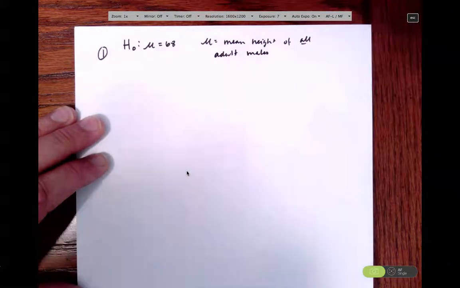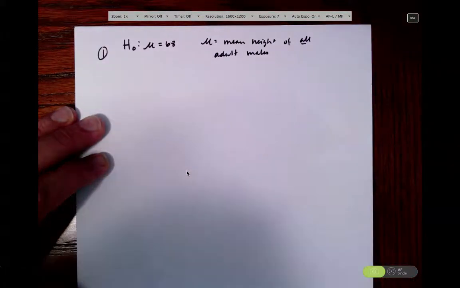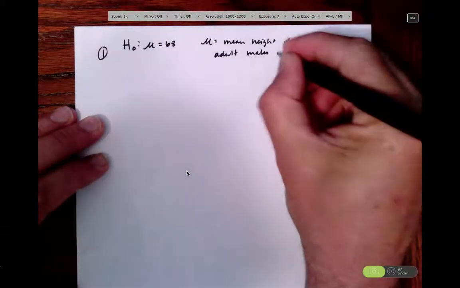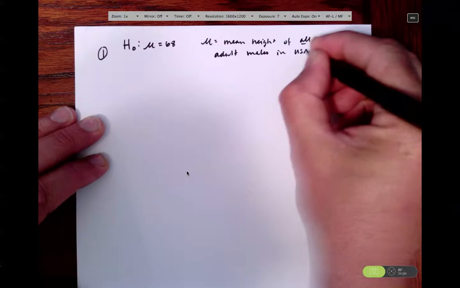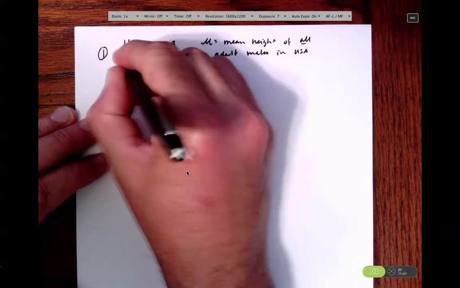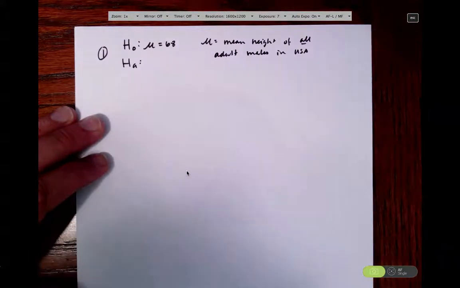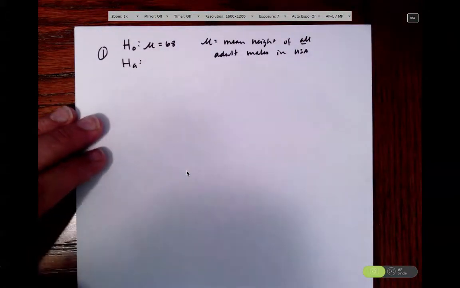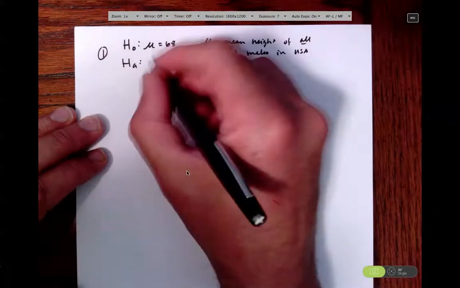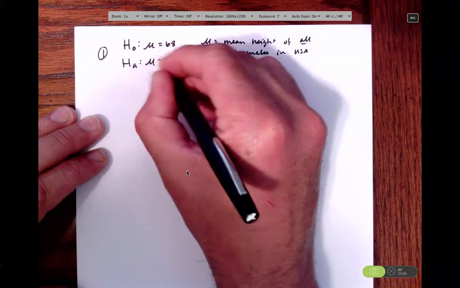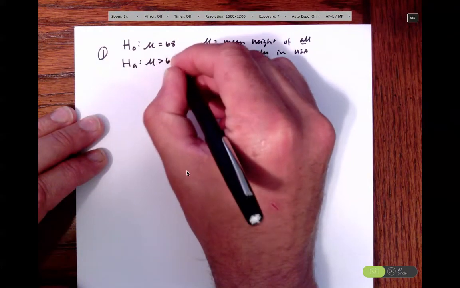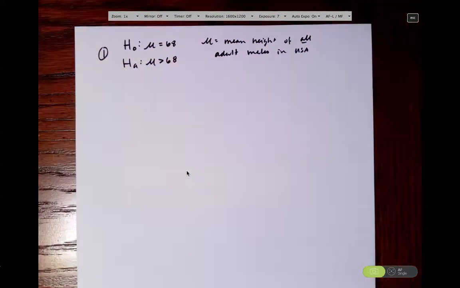Okay, and this isn't just adult males in Nebraska, this is adult males in the United States. Now, every time we're going to end up with some kind of an alternative hypothesis. What we're trying to show, in the wording of the question, is there evidence to suggest this mean is higher than 68? So our alternative hypothesis is that the mean is greater than 68 inches.